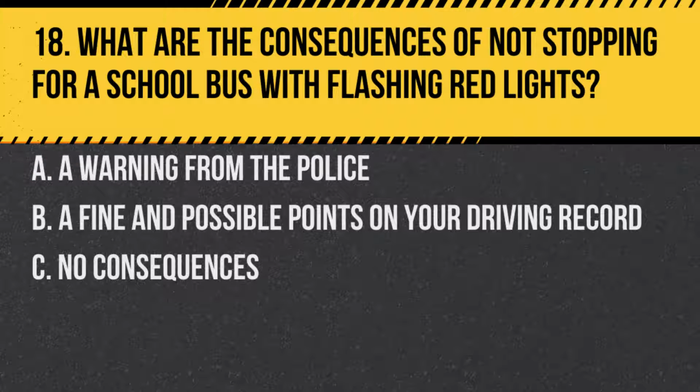Question 18. What are the consequences of not stopping for a school bus with flashing red lights? A. A warning from the police. B. A fine and possible points on your driving record. C. No consequences. Answer B. A fine and possible points on your driving record. Failing to stop for a school bus with flashing red lights is a serious offense that can lead to fines and points on your driving record.